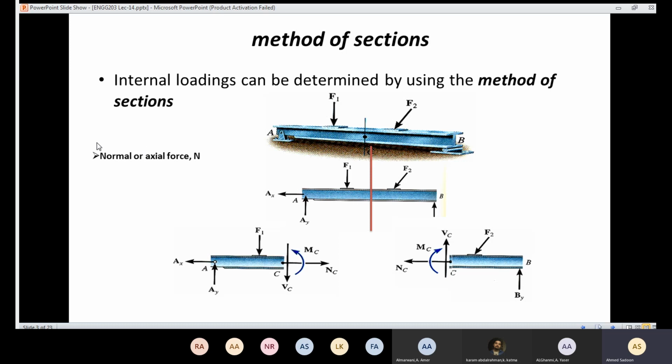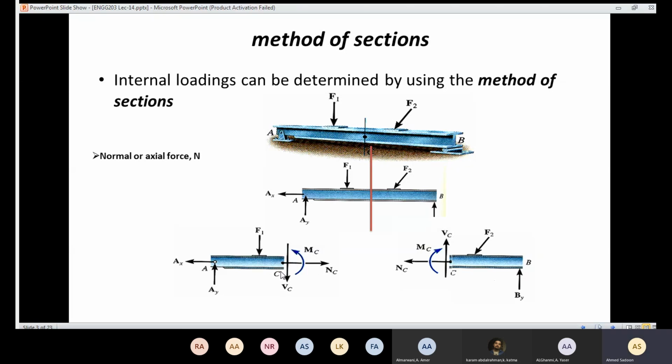So we are going to give them names, okay? We are going to have the normal or axial force, this one in here. So since the point is C, we are going to have a force NC. And the normal or the axial force is going to be perpendicular to the section. So here we have the section. The force is going to be perpendicular. We are going to call it the normal or the axial force.